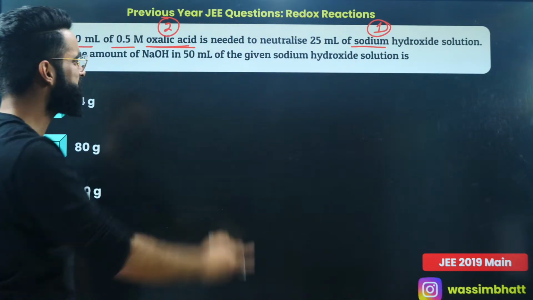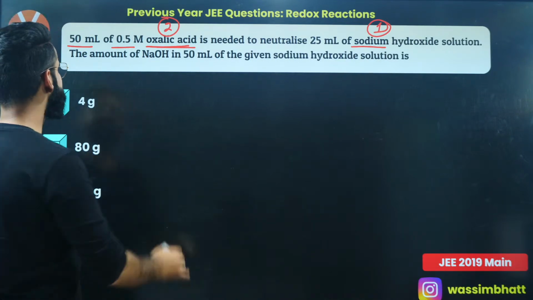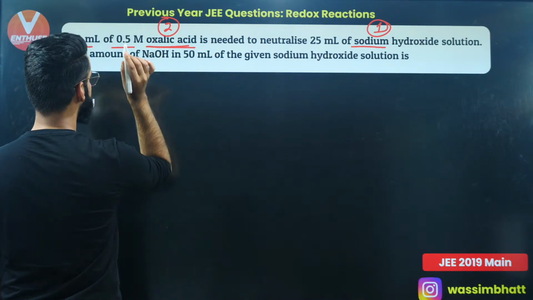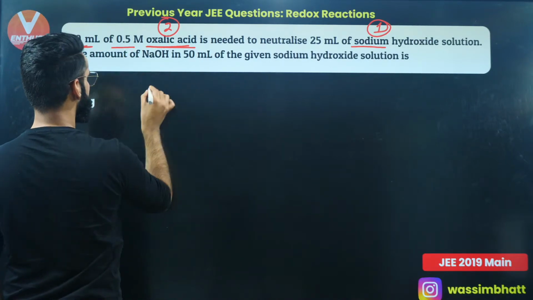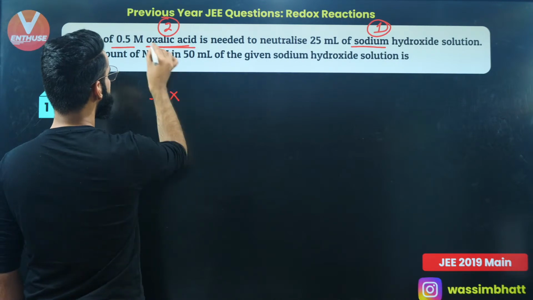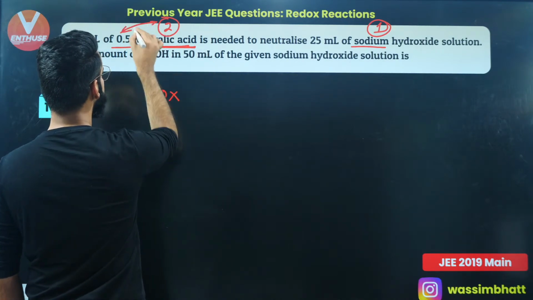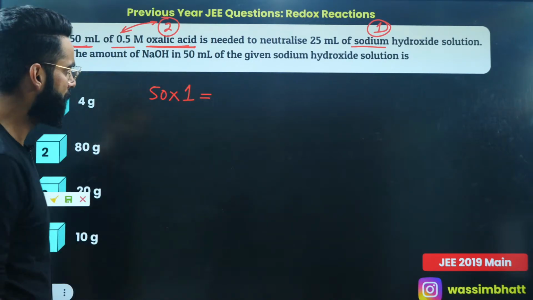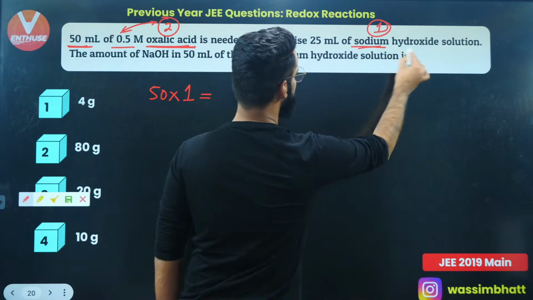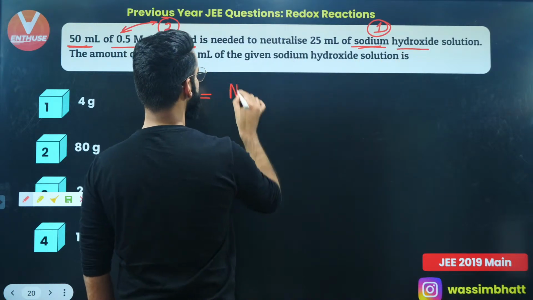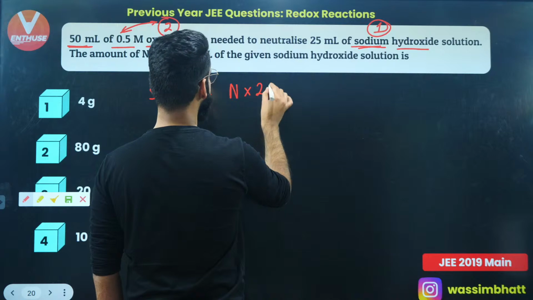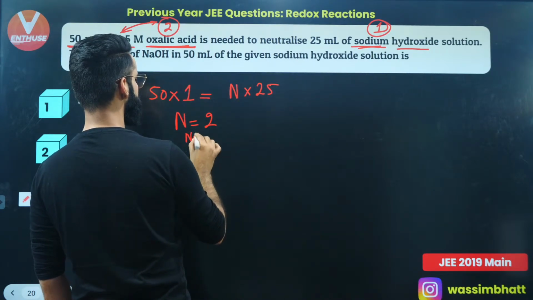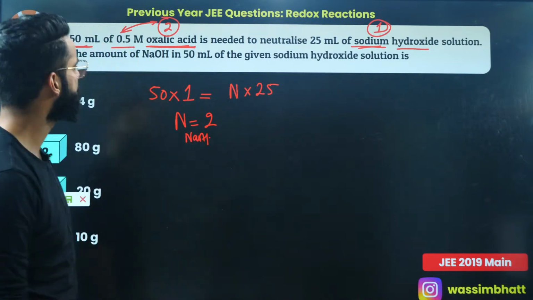Let me equate their milliequivalents first of all. Milliequivalents of oxalic acid is going to be equal to volume of oxalic acid multiplied with normality of oxalic acid. Volume of oxalic acid is 50 ml. Normality of oxalic acid is molarity multiplied by N factor, 0.5 multiplied by 2 comes out to be 1. These are the milliequivalents of oxalic acid, right? Similarly, milliequivalents of sodium hydroxide is equal to normality of sodium hydroxide multiplied by volume of sodium hydroxide. So the normality of sodium hydroxide I got to know is equal to 2. This is the normality of sodium hydroxide solution, right?